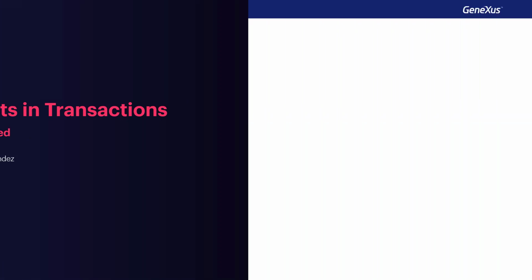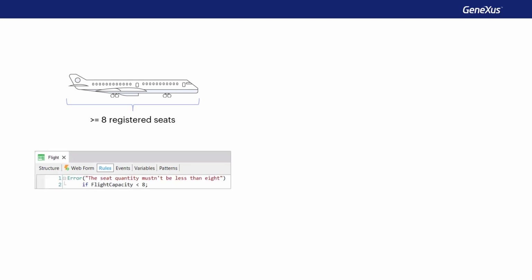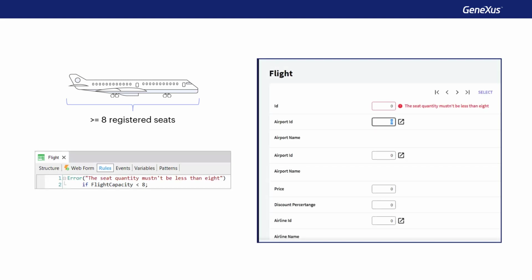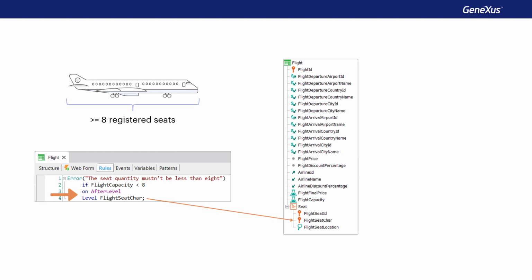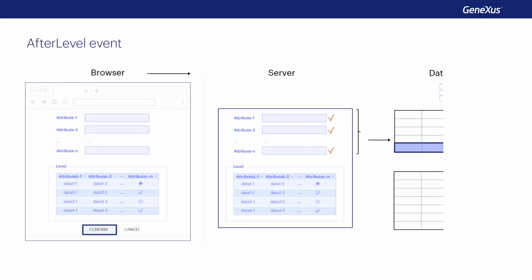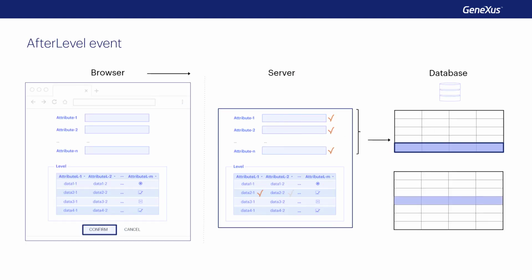We studied the case in which we needed to control that each flight had at least 8 registered seats. Since Genexus executed the rule before giving the user time to register the seats, we had to delay the moment it had initially chosen to trigger it, using the on-after level triggering moment with a line attribute, flight seat char. In this way, we managed to have the rule triggered after running through the level associated with the seats.